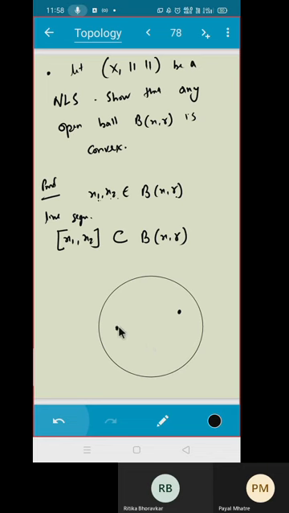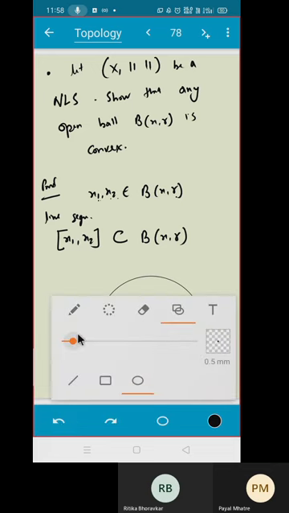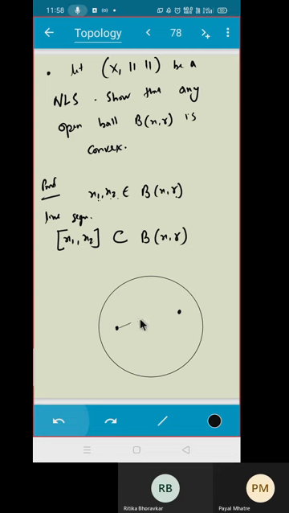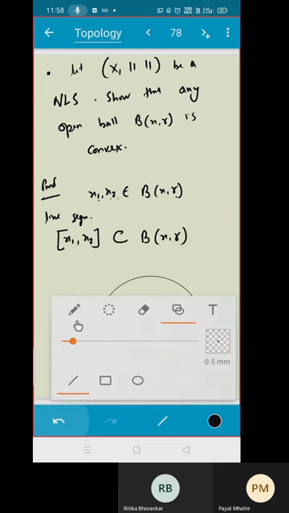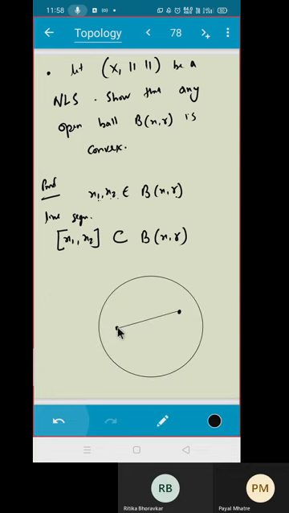Then I have to prove that if you take the line segment passing through x1 and x2, it is completely inside the open ball, which is quite clear from here. You can see that, but you have to prove it. That means all the elements present in this line segment are again in B(x, r). This set is a subset of this. Take any element inside this, and prove that element is again in this.